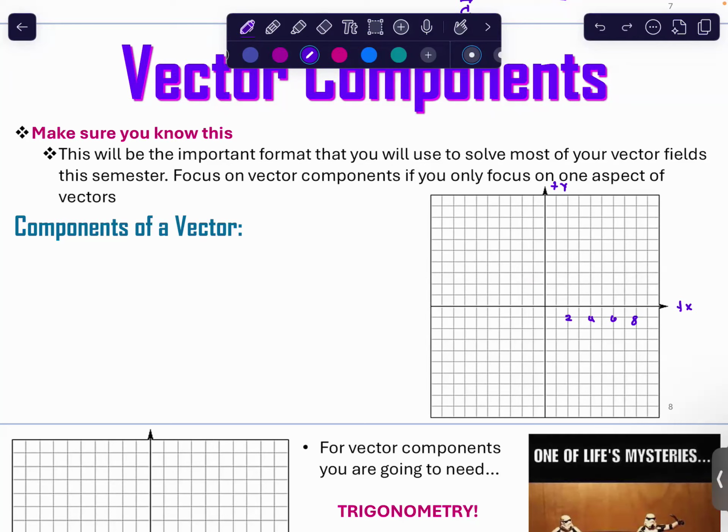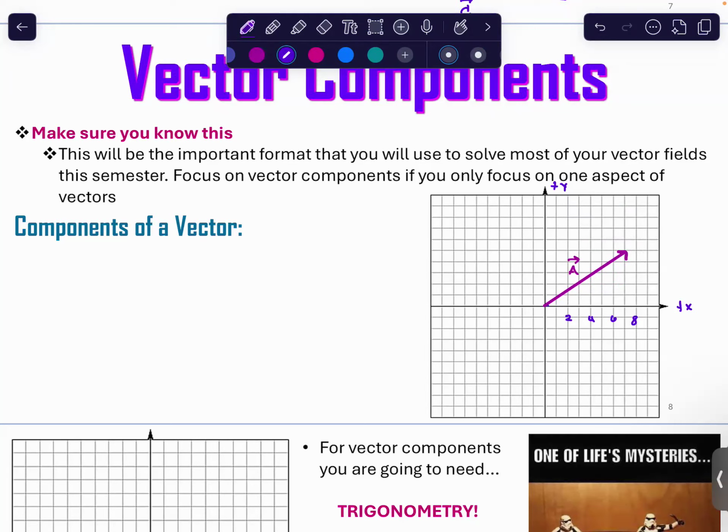Same idea there. Let's take our first vector. We'll do vector A. What are those? 2, 4, 6, 8. So I'm going to go out here, up to there. That's as far as I can count. So that'll be our vector A.